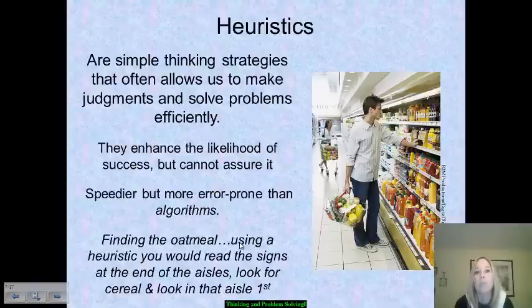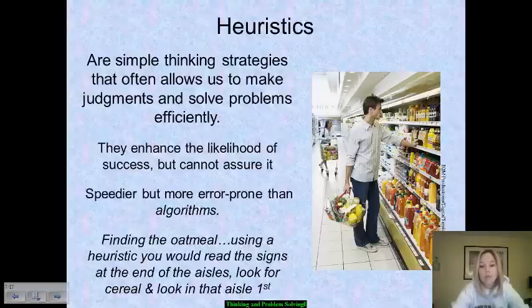Now, the flip side to that is a heuristic. A heuristic is when we have a much more simple thinking strategy that enables us to get around the long process of time for an algorithm. Heuristics make it easier for us to sift through a lot of the step-by-step process of an algorithm, and to solve things and make judgments a little bit more efficiently, okay, so to do it much more quickly. They enhance the likelihood of success, but they can't assure it the way that algorithms can. We know that for the most part we can more than likely be accurate in using our heuristics, but we're not always going to be 100% positive that they're accurate enough.